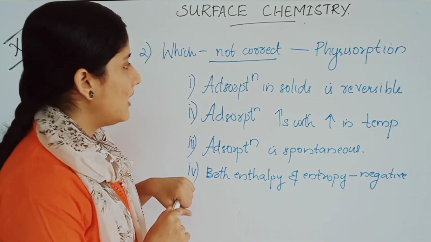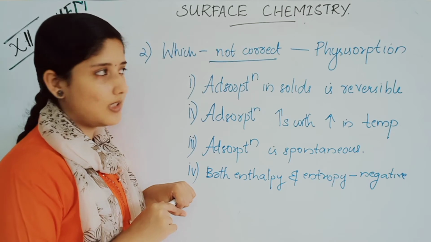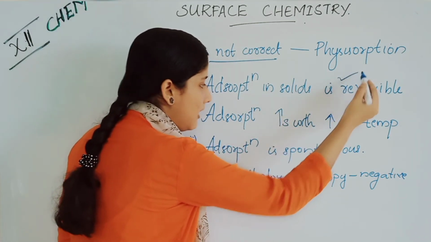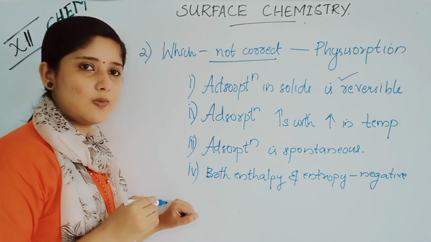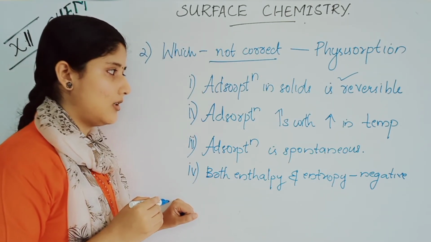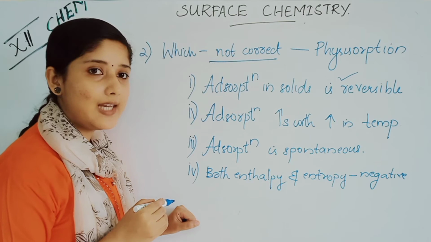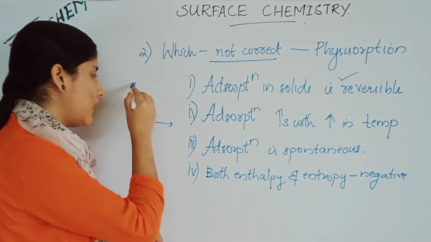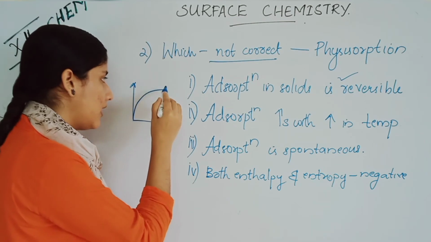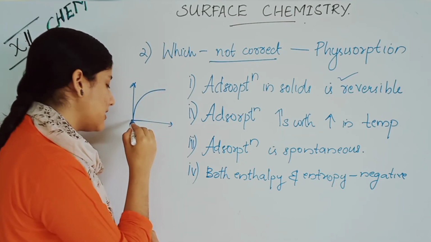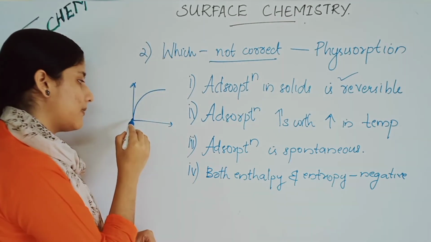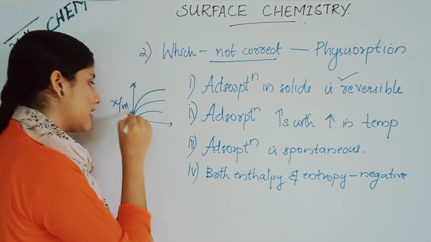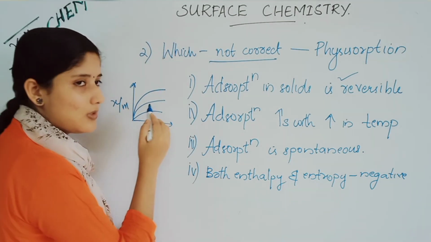Look, adsorption in solids is reversible. In the case of adsorption, it is a right statement. Adsorption increases with increase in temperature. What we studied is that adsorption decreases with increase in temperature. Remember the graph? In the Freundlich adsorption isotherm, this is a higher temperature, and as the temperature increases, what happens? The extent of adsorption decreases. The extent of adsorption decreases with temperature.